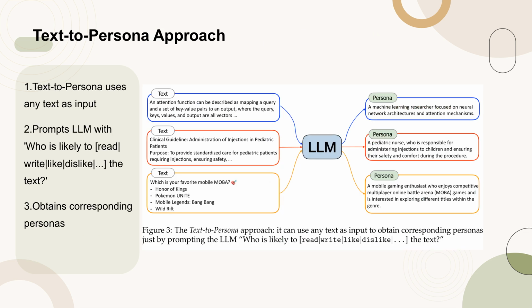Figure 3 illustrates the text-to-persona approach, which leverages any text as input to derive corresponding personas. This is achieved by prompting the large language model, LLM, with the question: who is likely to read, write, like, or dislike the text? This method allows for the extraction of personas based on the content of the text, providing a versatile tool for persona-driven data synthesis.